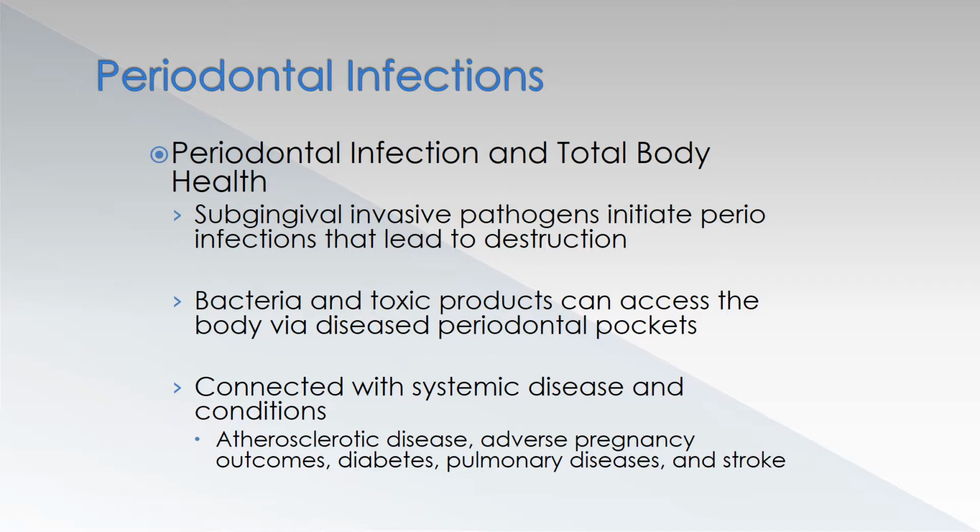The connection with systemic diseases and conditions, so far research is finding a strong correlation, not a relationship, but a correlation between arteriosclerotic disease, adverse pregnancy outcomes, diabetes, pulmonary disease, and stroke. So we're definitely going to keep seeing more and more of this research coming forward throughout your career.